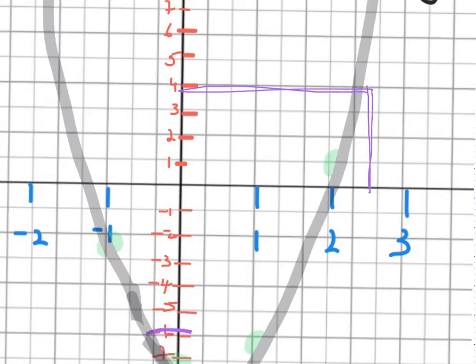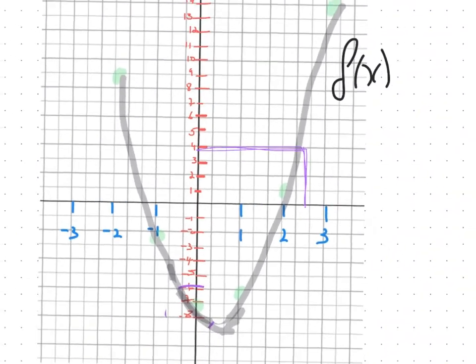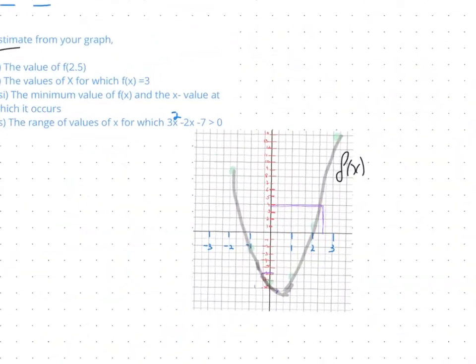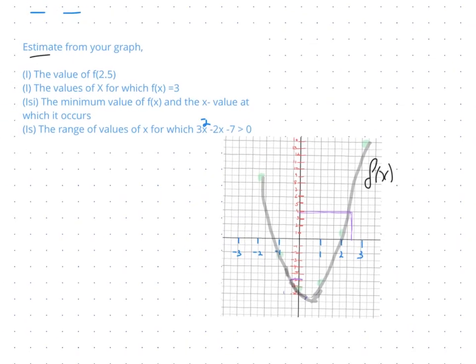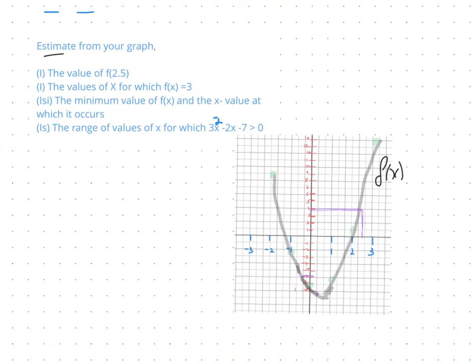Okay, so I'm saying roughly here that the answer, the f of 2.5 from my graph, from estimating, would be around 4. Or maybe even 4.5, would we say? Yeah, okay. The next part of that question.